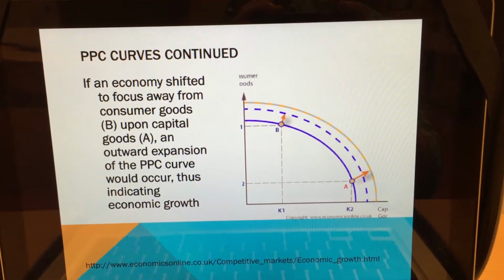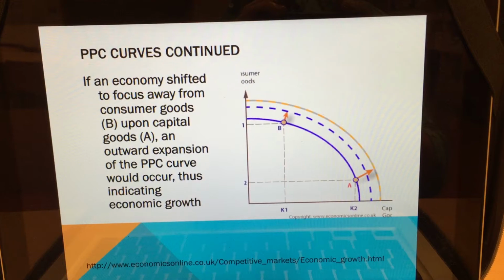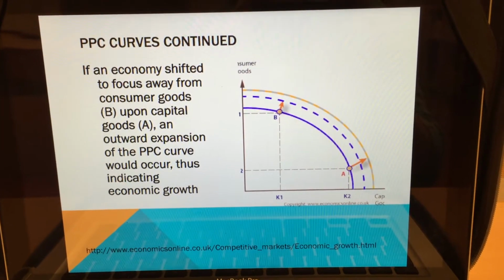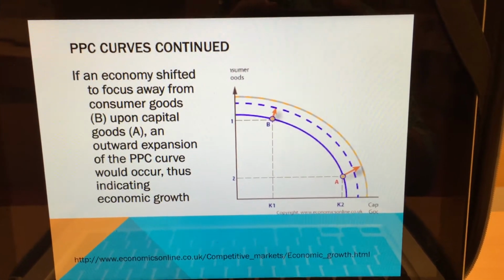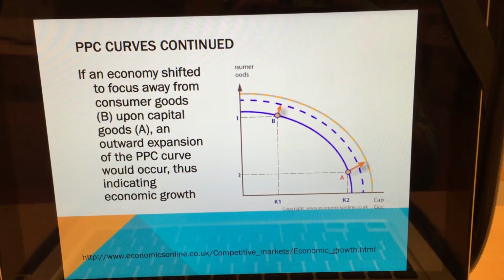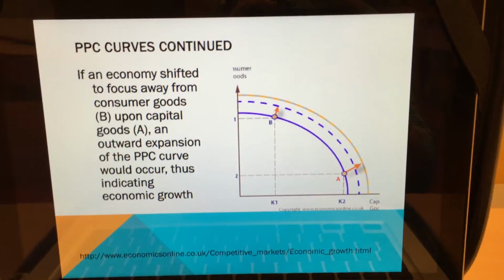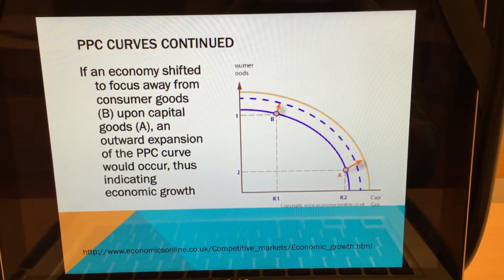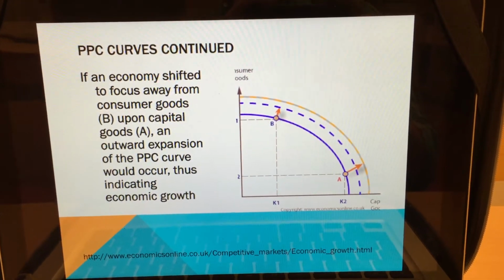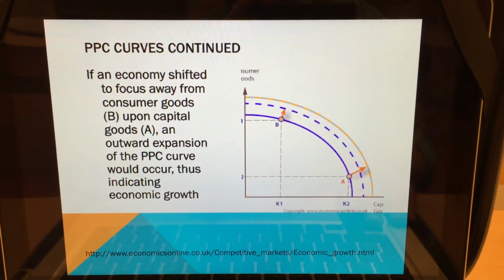So if we focused more on capital goods, goods that are needed for companies to produce goods and services, that might lead to an expansion of the PPF curve. So by, again, moving from B, consumer goods, to A, capital goods, it might allow us to make more goods and services in general, thus increasing the whole curve.